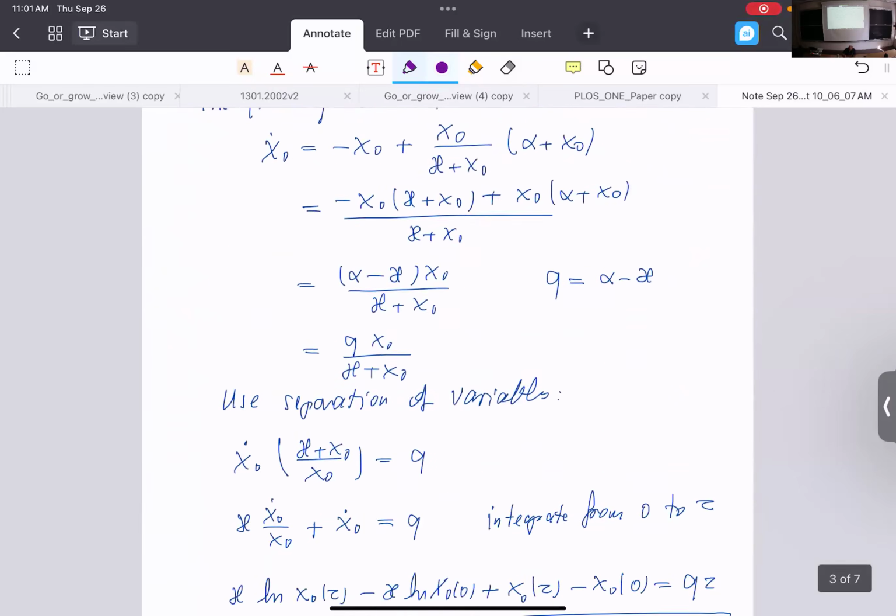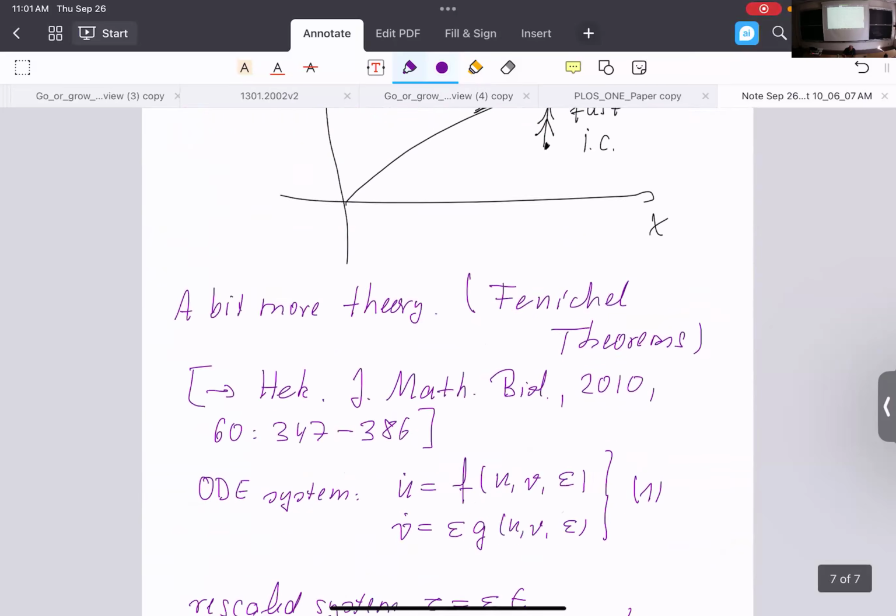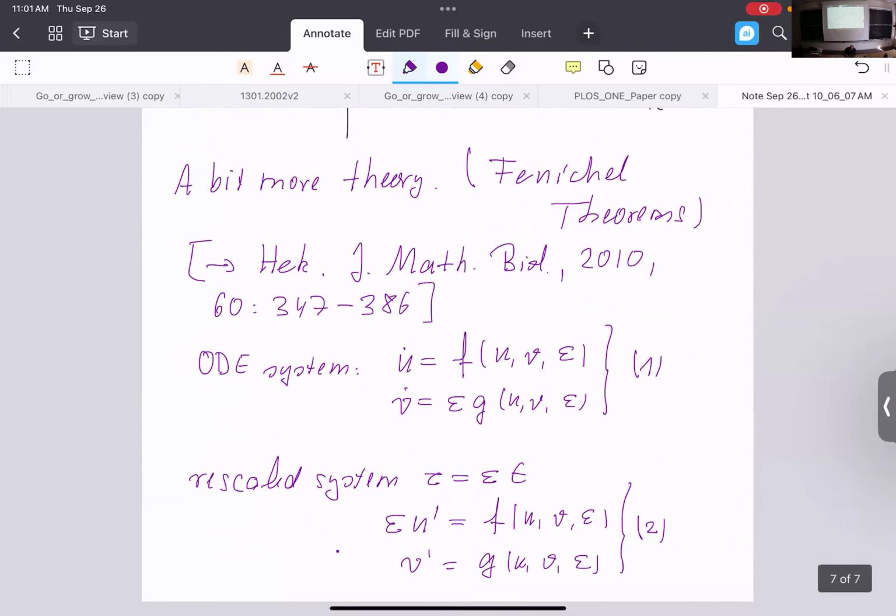So where is this here in the general theory then? In the general theory, it is the second one, right? So here we have the epsilon multiplying a time derivative. So this will be our slow system. Which then means, of course, the other one will be the fast system.